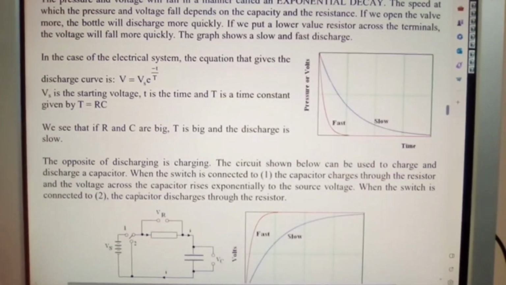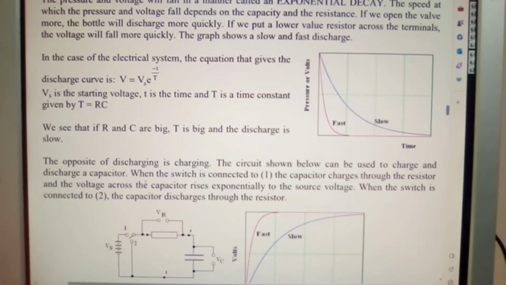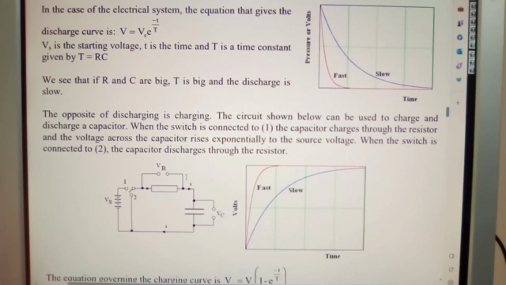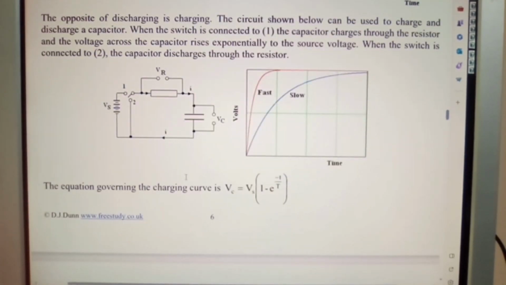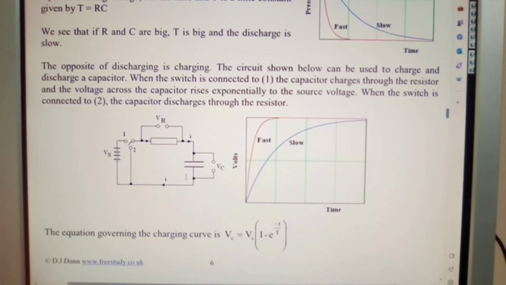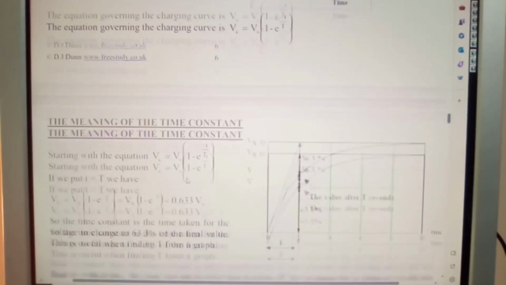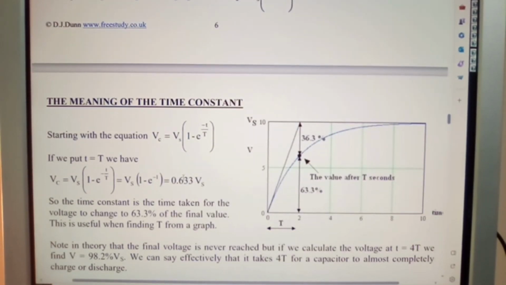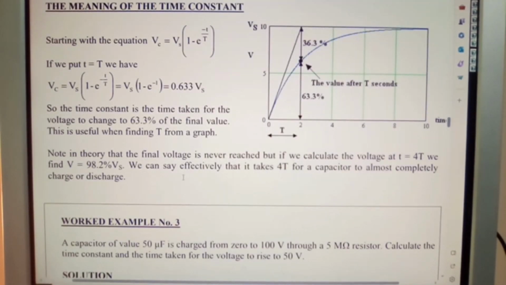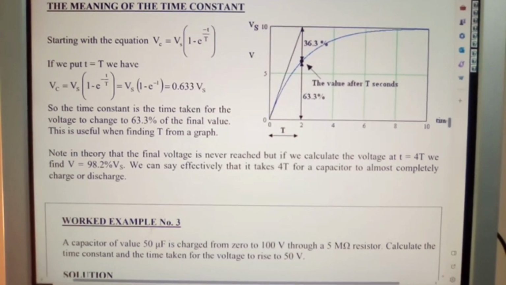Now again here, the time constant: T equals R times C. Now the meaning of the time constant is for you to read for yourselves.